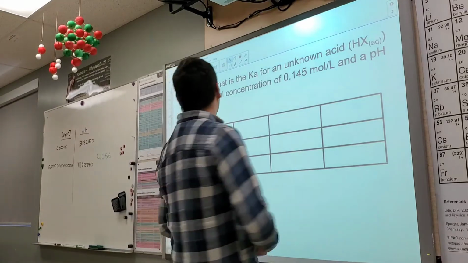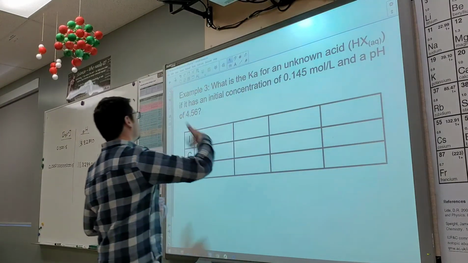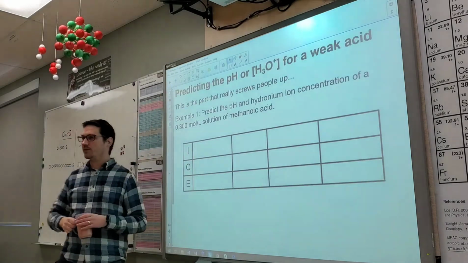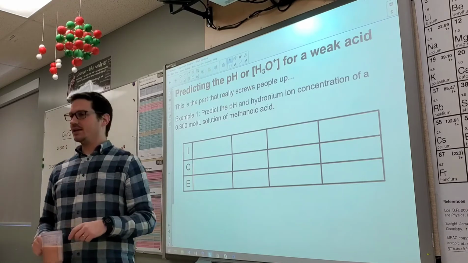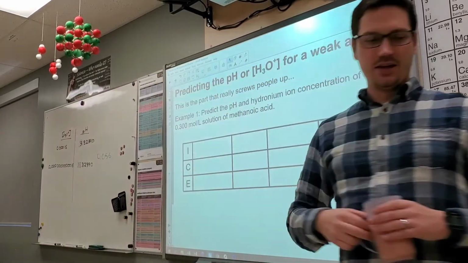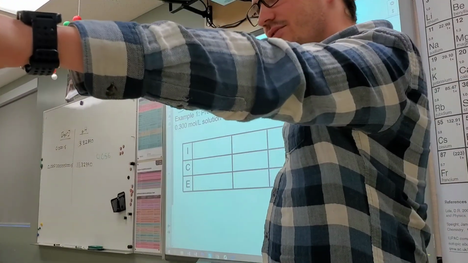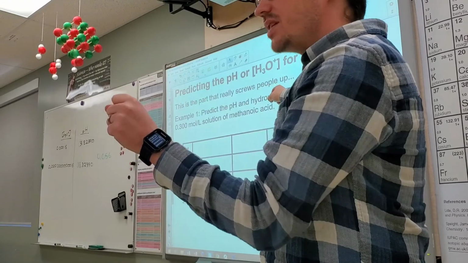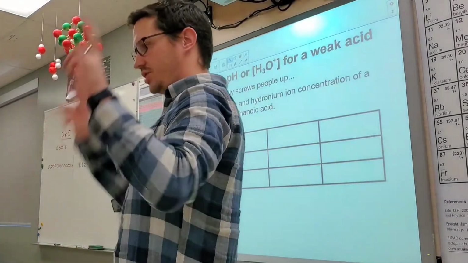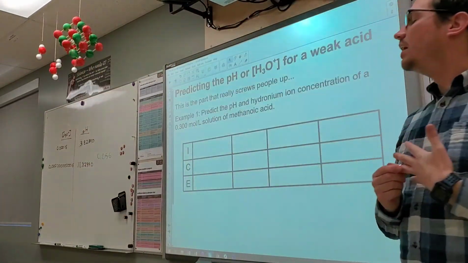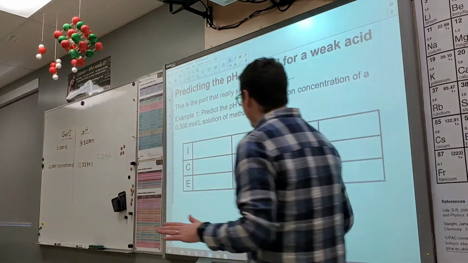Now, what is the K for an unknown acid if it's initial and has a pH? No, we're not going to do that. This is the same thing over and over again. We got 10 minutes-ish. Now, this is the part that really screws people up. We're going to do something a lot like the square root problem that we did in the previous chapter, the first half of this unit. So just try and keep with me for right now, okay?